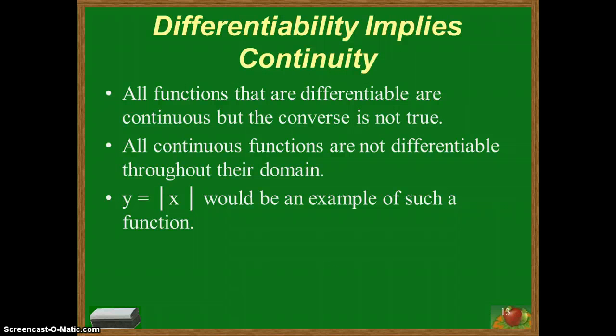Differentiability implies continuity. Sometimes people get confused with this. All functions that are differentiable are continuous, but the converse is not true. All continuous functions are not necessarily differentiable throughout their domain. Example of this we just saw, y equals absolute value of x. That function is continuous throughout its domain. However, the derivative does not exist at x equals 0.